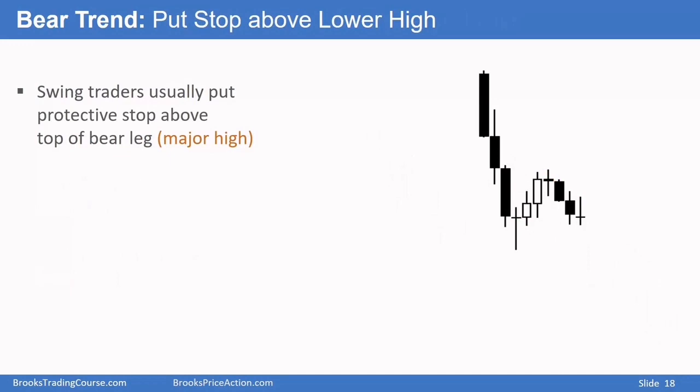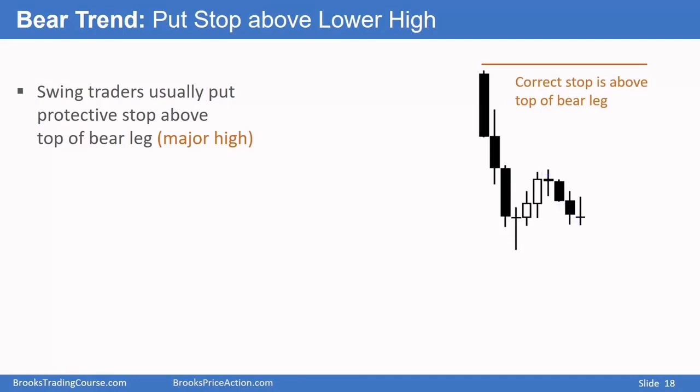In a bear trend, bears want to put their stops above the top of some major sell-off. Here we have a very strong bear breakout, so bears selling anywhere, this close, at the market, above this bar, below that bar, doesn't matter. Their stop is still above this high. So it's above the most recent major high.